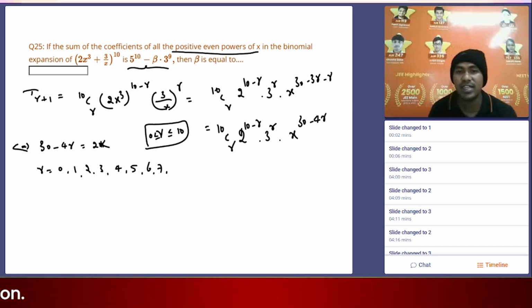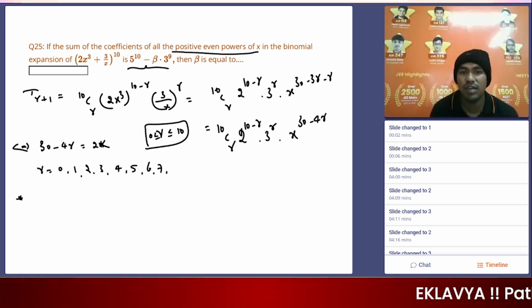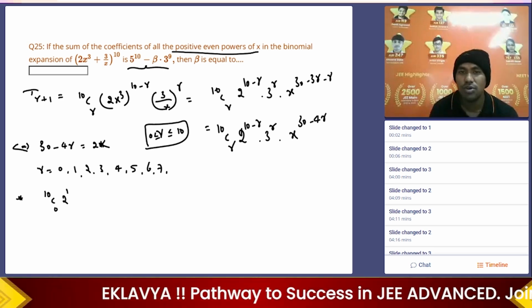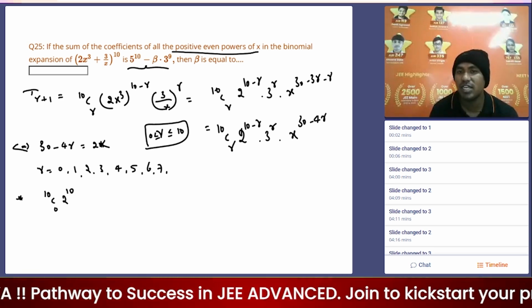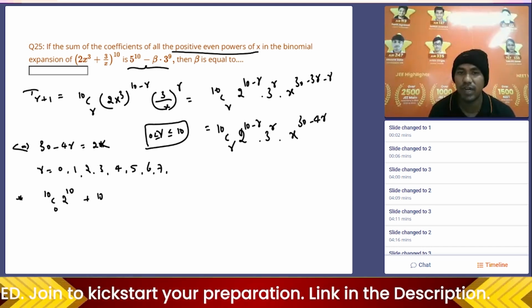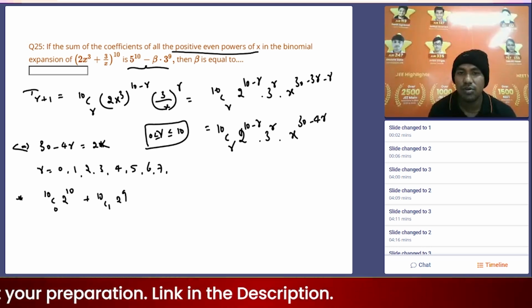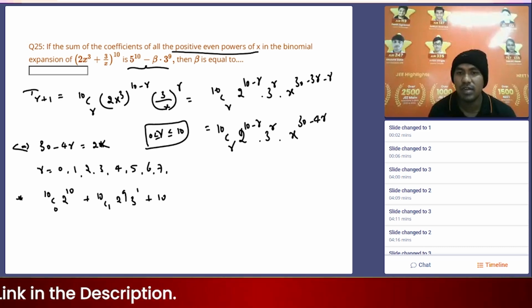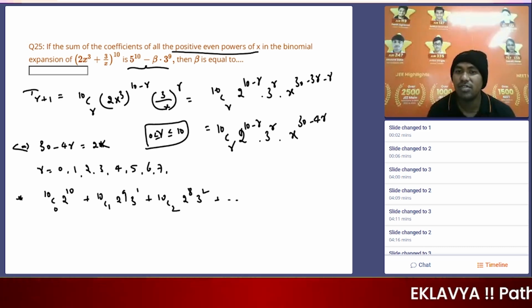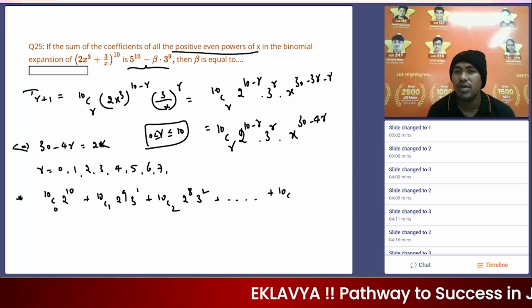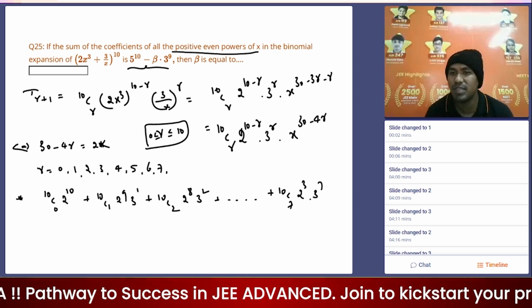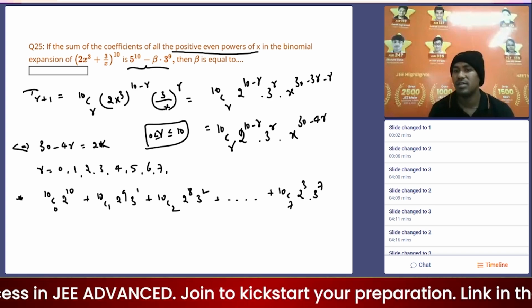Now when you take till 7, what will happen to the sum? First R is equal to 0: 10C0 2^10 and 3^0, that is going to be 1. Plus 10C1 2^9 into 3^1, plus 10C2 2^8 into 3², and so on, up to 10C7 2^(10−7), that will be 2³ and 3^7, right?